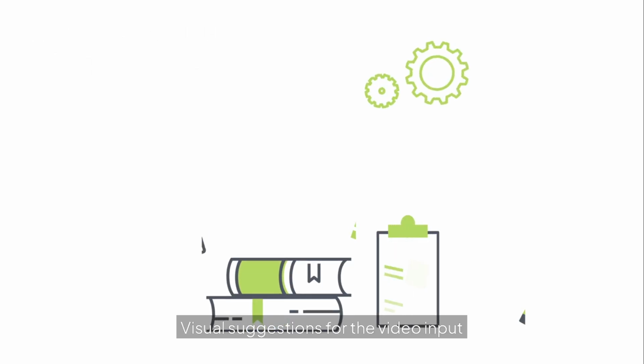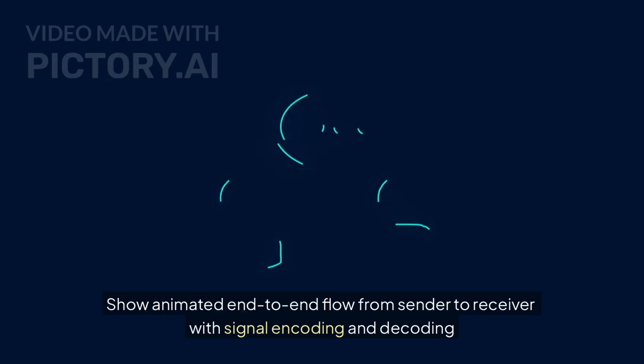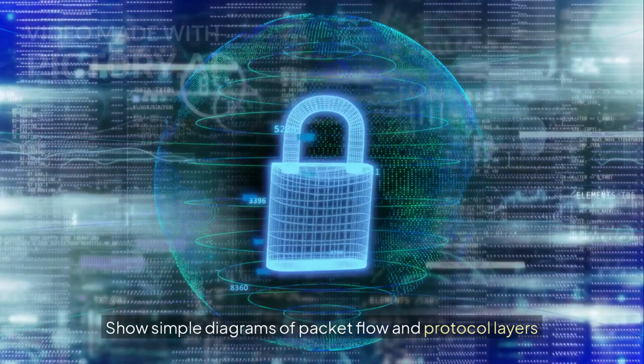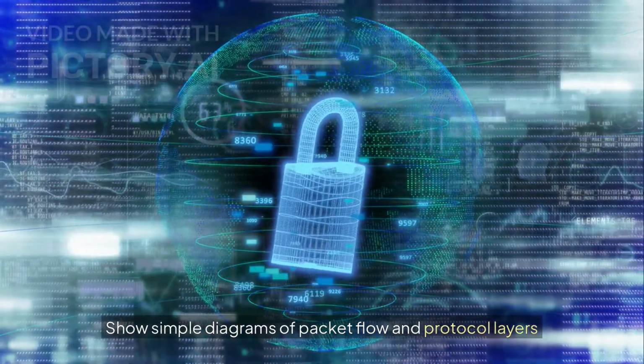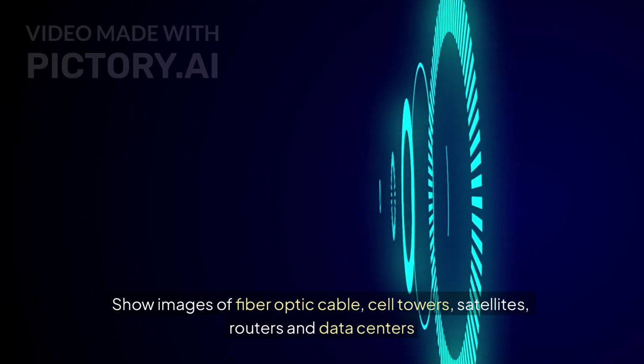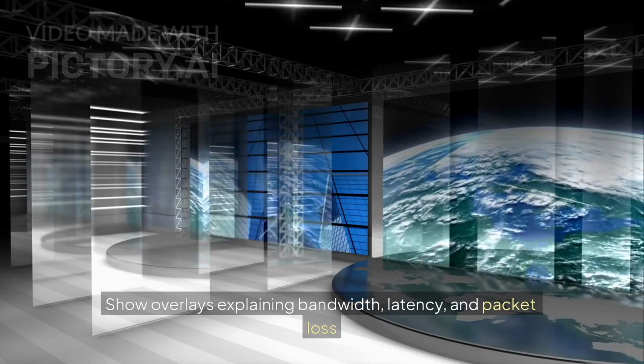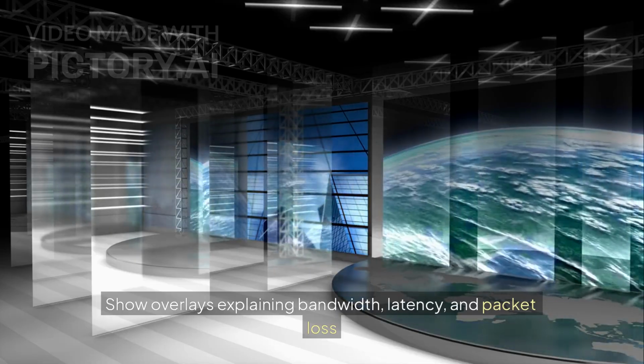Visual suggestions for the video input: show animated end-to-end flow from sender to receiver with signal encoding and decoding. Show simple diagrams of packet flow and protocol layers. Show images of fiber optic cable, cell towers, satellites, routers and data centers. Show overlays explaining bandwidth, latency, and packet loss.